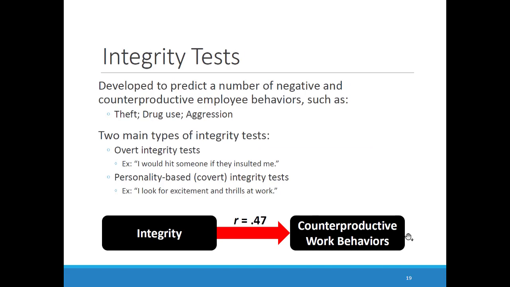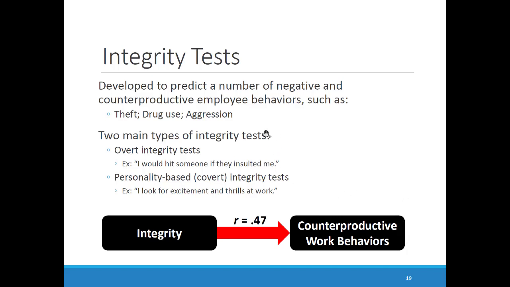Integrity tests are another type of test, and these have been developed to predict negative and counterproductive employee behaviors. So you may remember back from our criteria chapter that counterproductive behaviors are those that go against the goals of the organization. These include things like theft, so stealing office supplies, for example, drug use or aggression. And so integrity tests are designed to try to assess people in terms of who will do these types of things so that they won't be selected into the job.